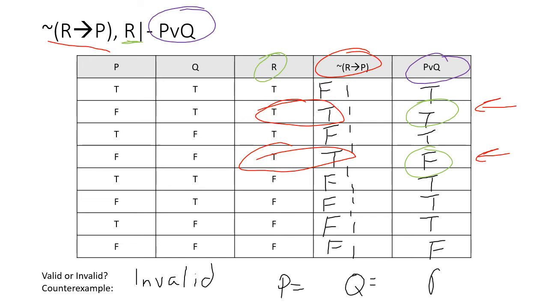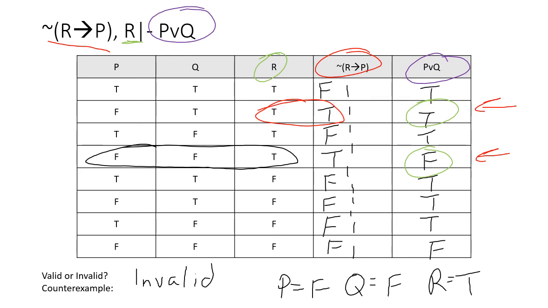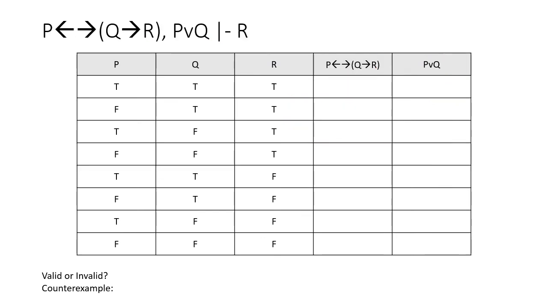So the counterexample would just be transcribing these values down here. So P is F, Q is F, R is T. And that's it for that one.